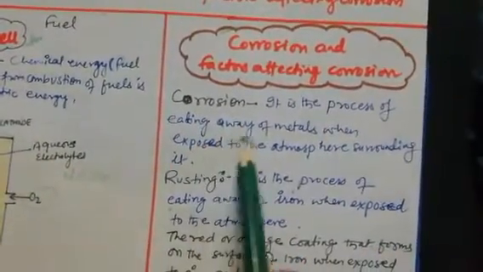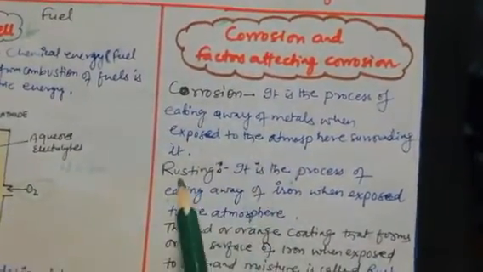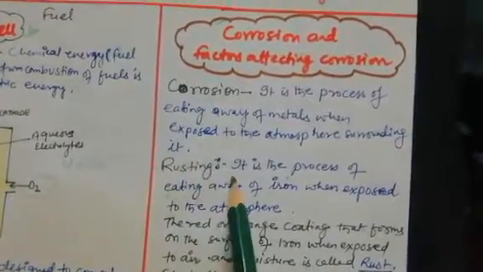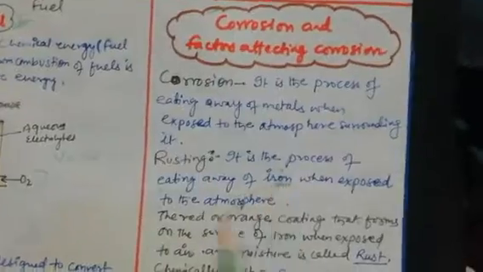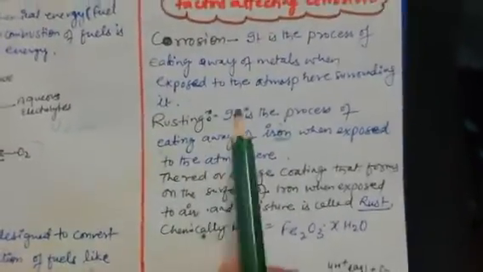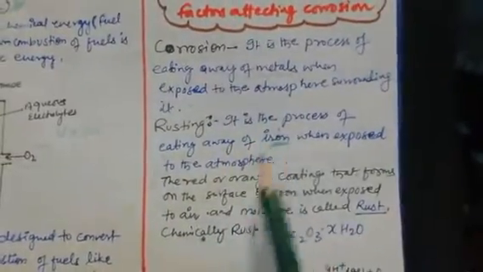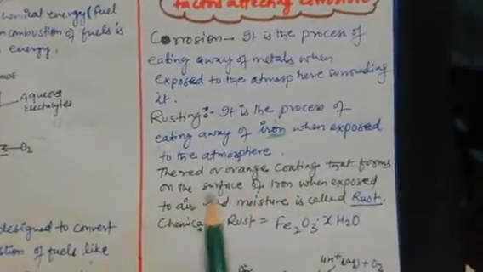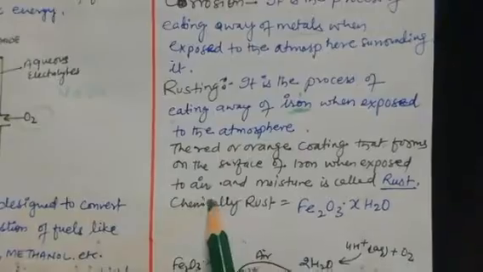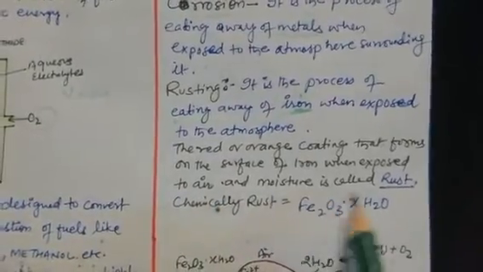It is the process of eating away of the metal when exposed to the atmosphere surrounding it, and rusting is specially used when the same metal is iron. Okay, so this is the only difference. Corrosion is for general metal and rusting is specially for iron. The red or orange coating that forms on the surface of iron when exposed to air and moisture is called rust. Chemically the formula of rust is Fe2O3·xH2O.